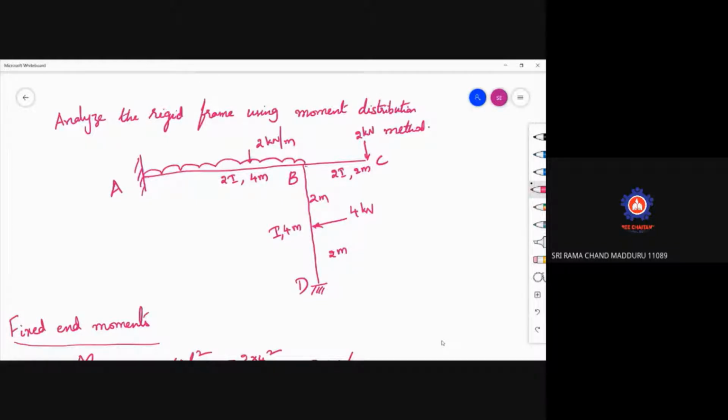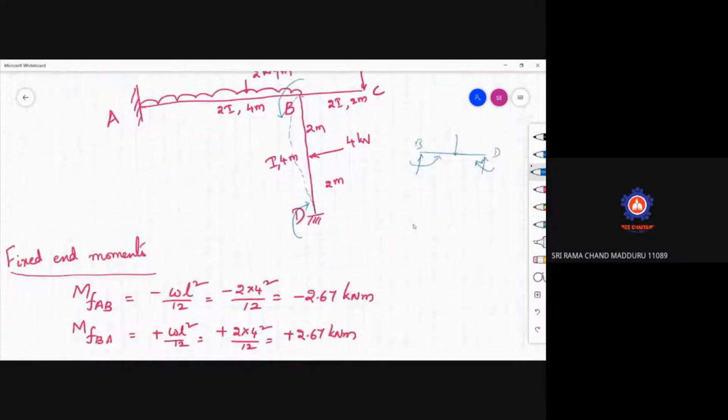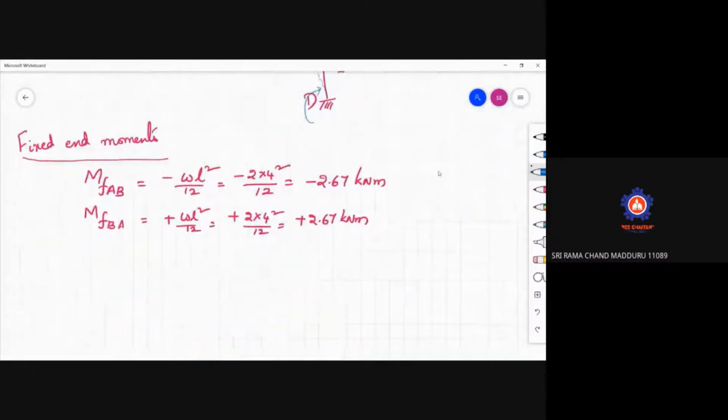When BD is loaded, the deflection profile will be like this. To resist that, the moment will be like this, and here the moment will be like this. If you observe, it is in the anti-clockwise direction, and you can simply take it as a beam like this. This support is B, this support is D. That is BD, where a 4 kilonewton load is acting.